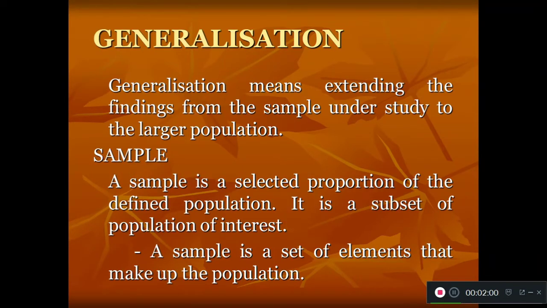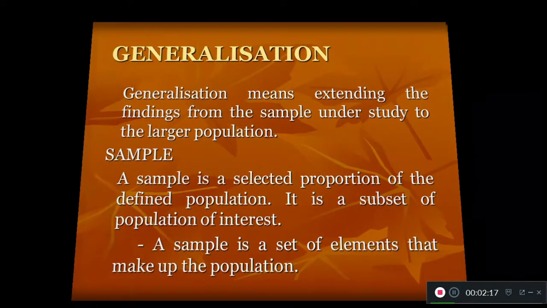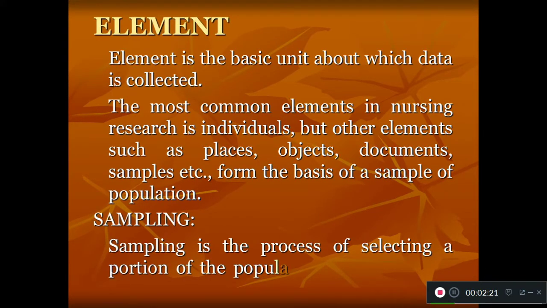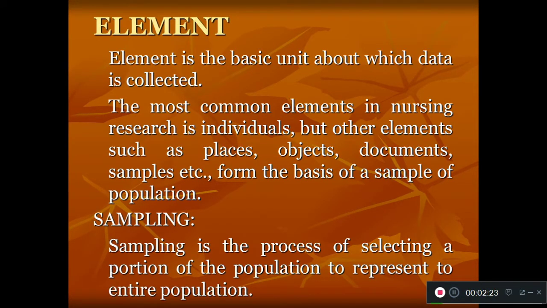So how we select the sample? Sample sometimes selected either by means of random method or non-random method, and sample is a portion of the defined population. It is the subset of the population of interest, and each sample is called element. So elements are the single individual of the whole sample. And what is sampling? It is the process of selecting the portion of the population to represent the entire population.